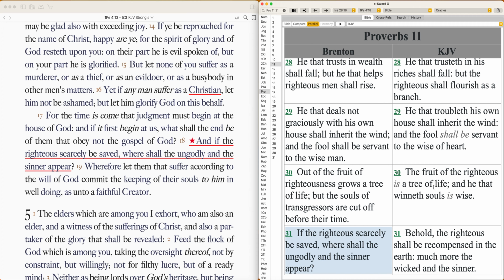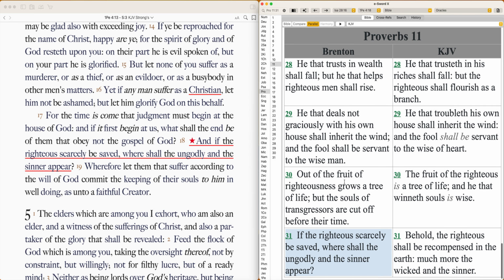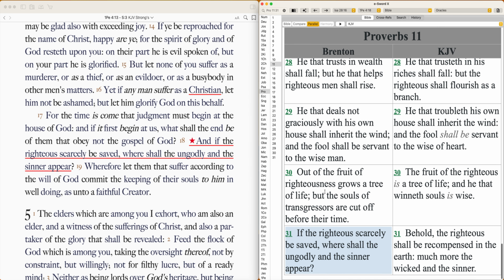That doesn't even sound like it fits, because when you read the Proverbs, it usually gives you a comparison and contrast, like opposites. It says in the Greek Septuagint, out of the fruit of righteousness grows a tree of life, but the souls of transgressors are cut off before their time. Why did they switch that? Because they don't want to hear anything about judgment? The souls of transgressors are cut off before their time?